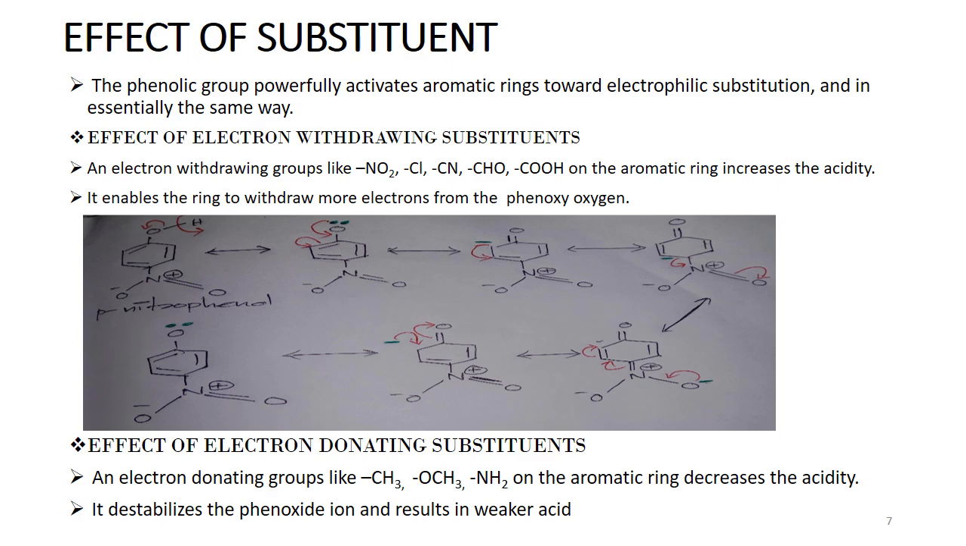There is another explanation for why electron withdrawing groups like nitro group, Cl, cyanide group, CHO, COOH, etc., increase the acidity. The explanation is that the nitro group helps the ring to withdraw more electrons from the phenoxy oxygen, so that the phenoxy oxygen becomes more polar, or it can well accommodate the electrons left behind by the hydrogen. That is another explanation for how electron withdrawing groups increase the acidity of phenols.